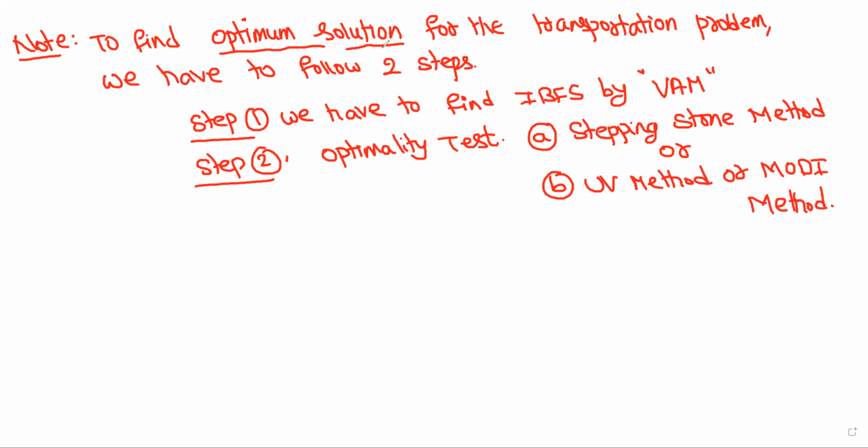So to find optimum solution for the transportation problem, we have to follow two steps. One is to find initial basic feasible solution by one of the known methods. Generally, we give preference for VAM, Vogel's approximation method. Number two, optimality test. You can find optimality test by stepping stone method or by UV method. Today we're going to discuss how to solve by stepping stone method.